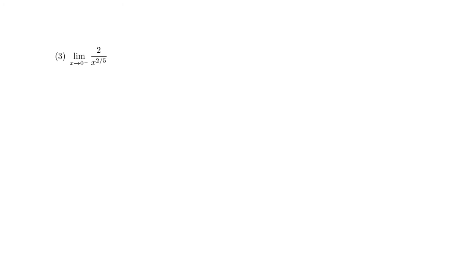Okay, so here's a seemingly simple limit, but you got to be a little careful. So the first thing that we can do is we can actually at least just factor out a 2, because the 2 is really not affecting the limit. Okay, I'm not saying that's a very enlightening step, but at least now we see that we're really just taking the limit as x approaches 0 from the left of 1 over x to the 2/5.